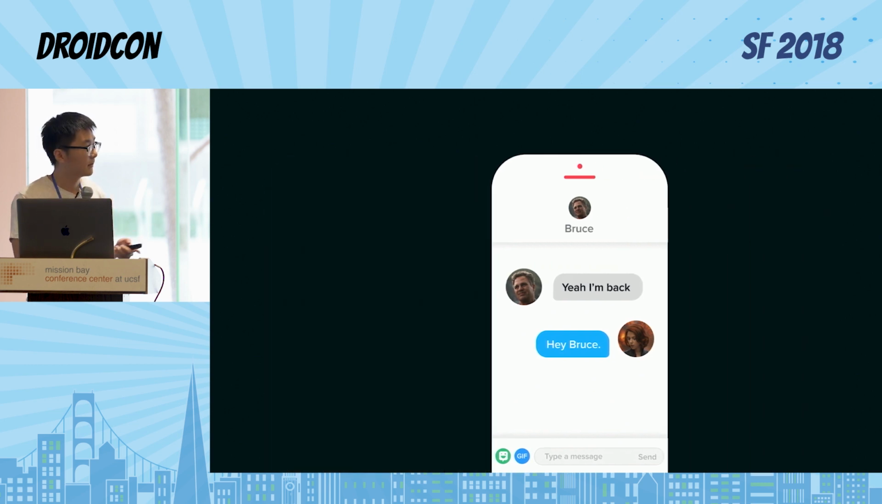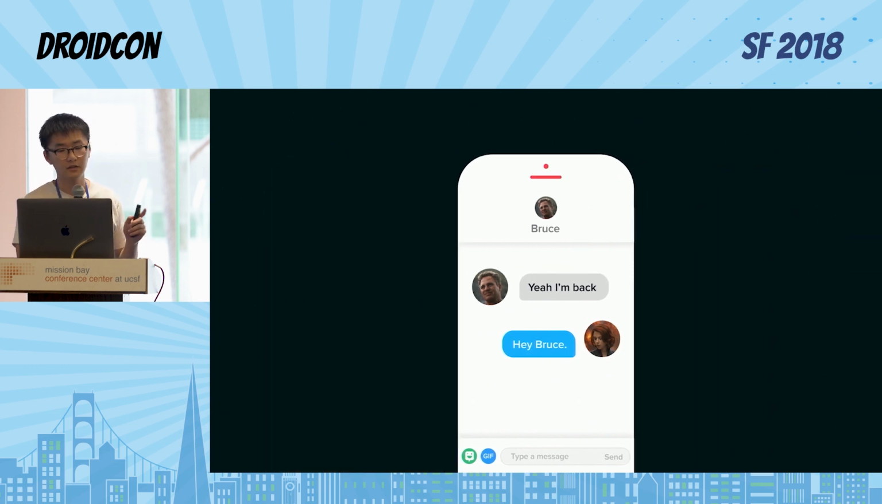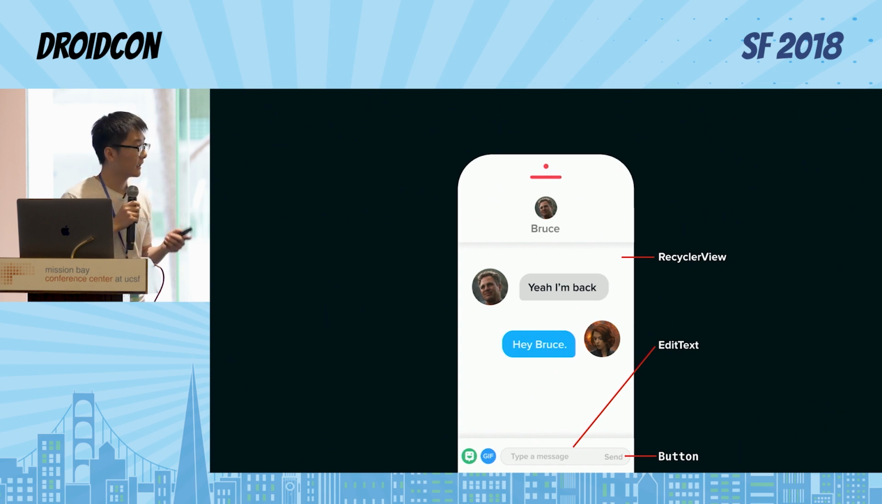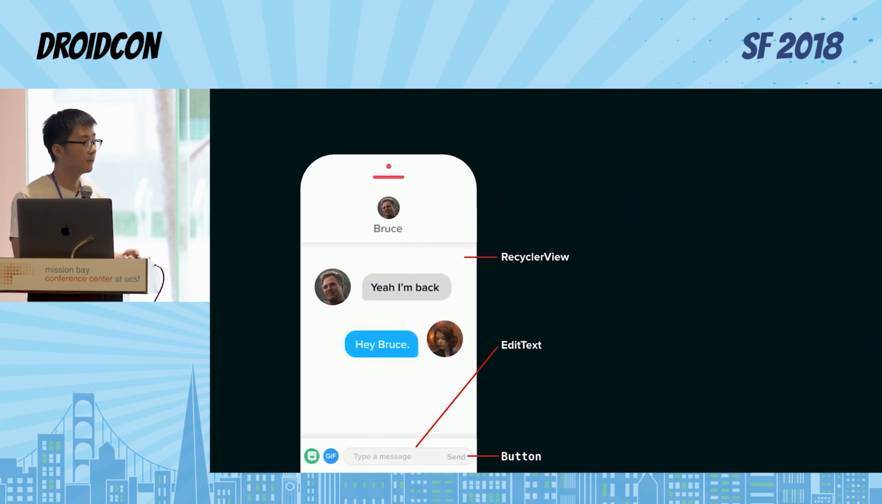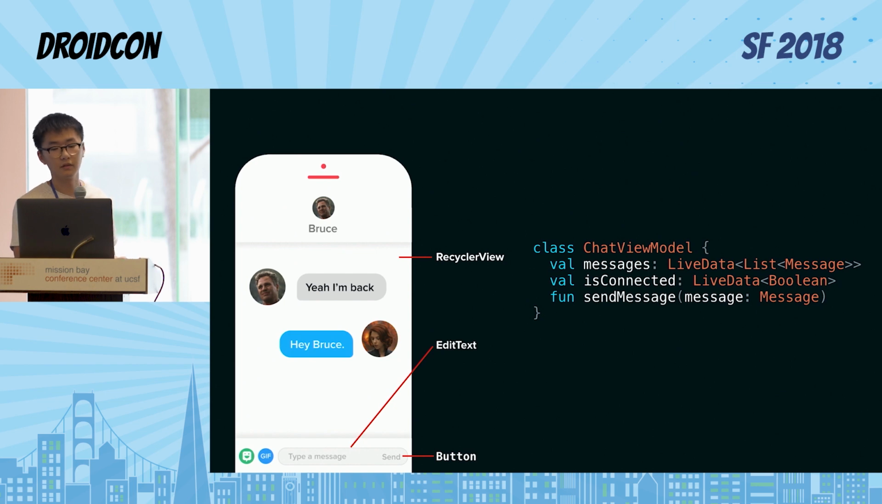Okay, let's explore how chat view interacts with our WebSocket API. At a high level, the chat view consists of 3 subviews: a recycler view that displays the conversation, an edit text where the user can compose messages, and the send button that sends the message to the other user. The view logic of this chat view is encapsulated by a view model.